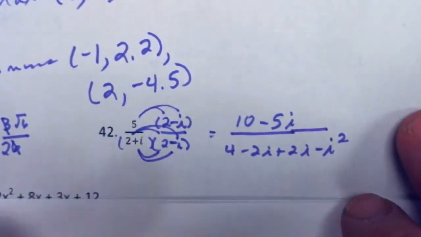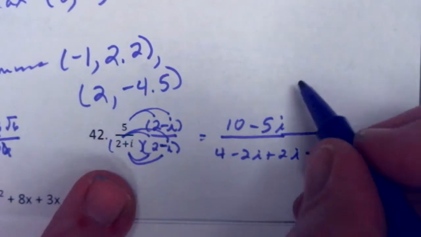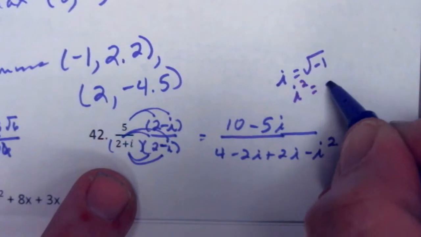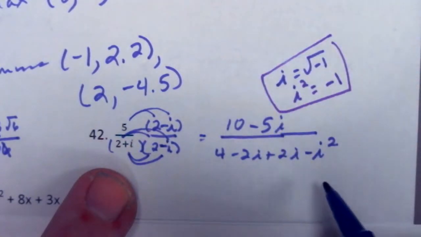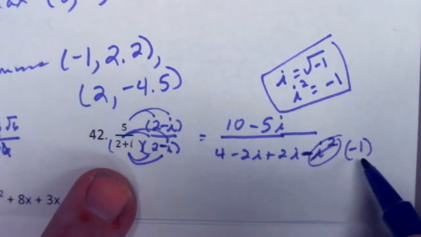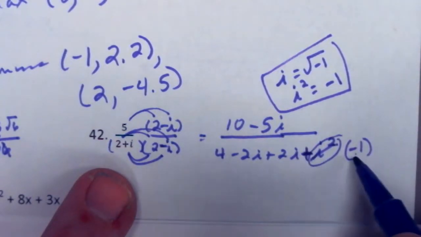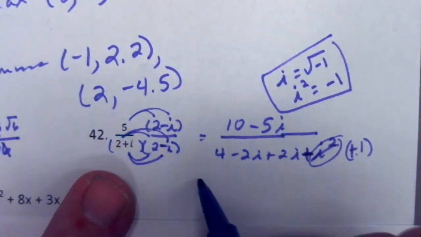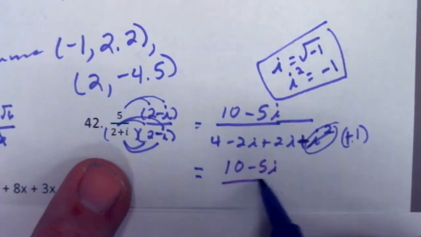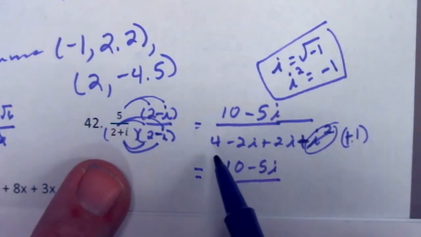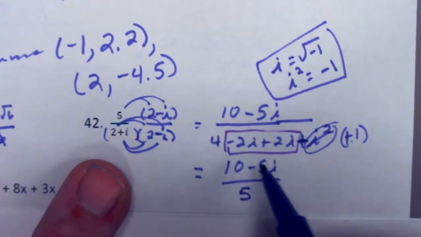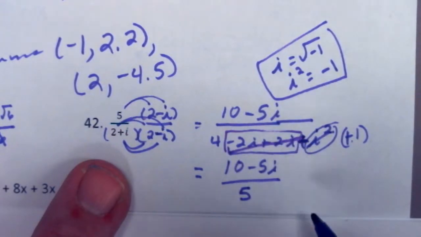Now, two things you're going to have to remember, and have this on your note sheet, is that i is equal to square root of negative 1. So i squared is equal to negative 1. So in this problem, I can replace this i squared with a negative 1. Now that was a negative i squared, so negative 1 makes it the same as positive 1. So to simplify this, the numerator will stay the same, 10 minus 5i. And the denominator, 4 plus 1 is 5. The negative 2i and the 2i, they're like terms, and they'll cancel each other out.